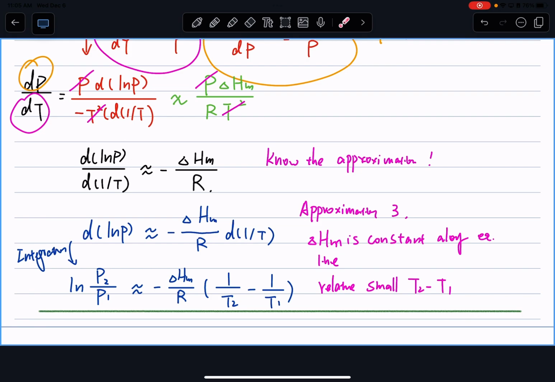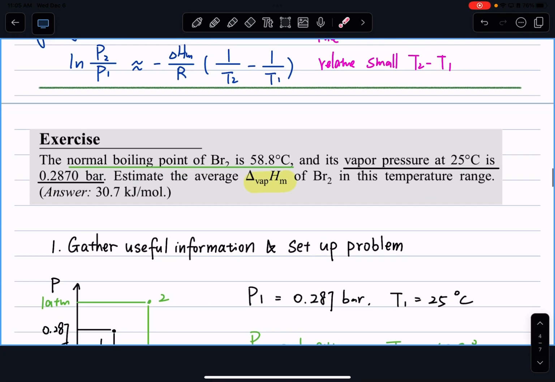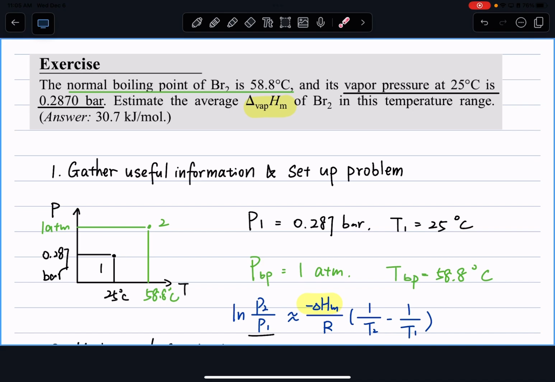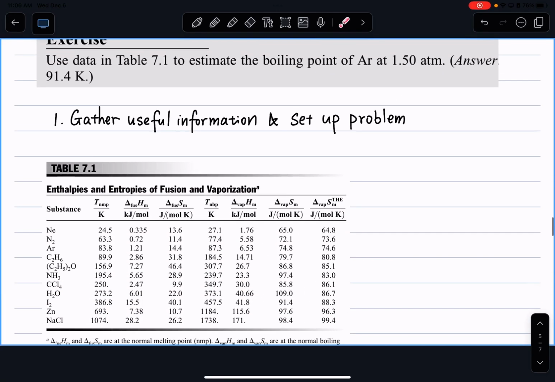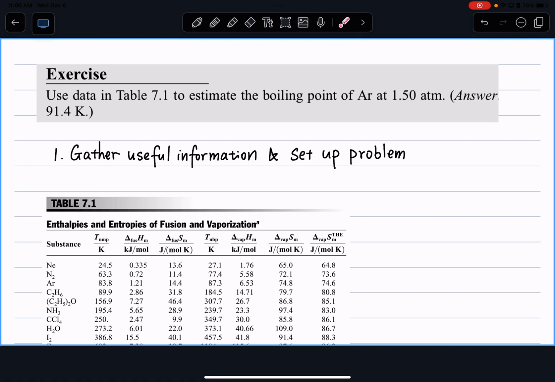Right. So with this simplified Clapeyron equation in hand, we went over doing one problem together, like how do we set up the calculation? I recommend you just graph your PT diagram and put whatever you know on that diagram so you have an idea about what exactly is the problem we're trying to solve. And let's look at another practice problem here. This is the same kind of problem, but instead of giving you the pressure and temperature at your point 1, this one asks you to use the data in table 7.1 to estimate the boiling point of argon at 1.5 atm.